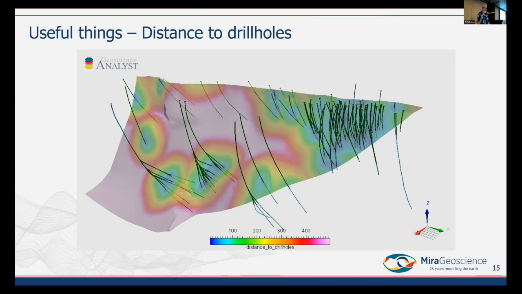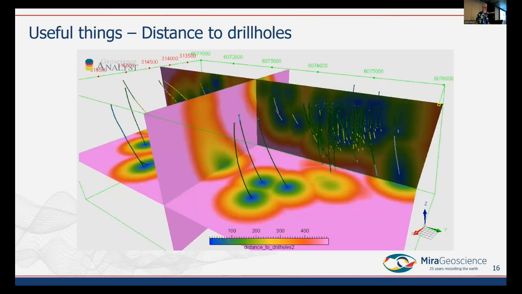And you can do that in 2D on a surface or in 3D on a block model. So that's just doing exactly the same thing in 3D. We're calculating the distance from every cell of that block model to the nearest drill hole. And blue is good. That means you're close to the drill hole. Pink is bad. You're a long way away.